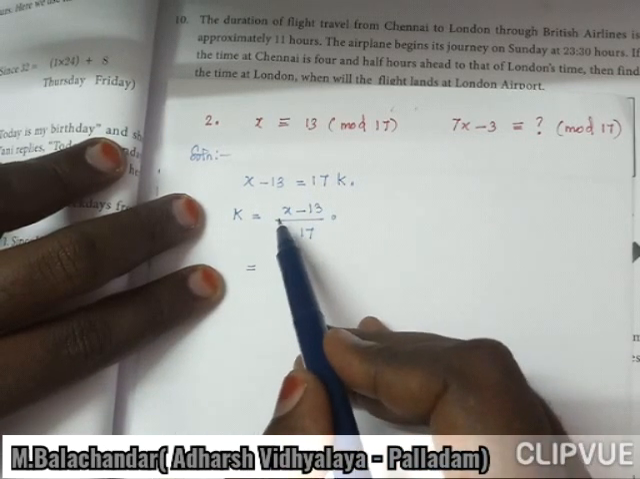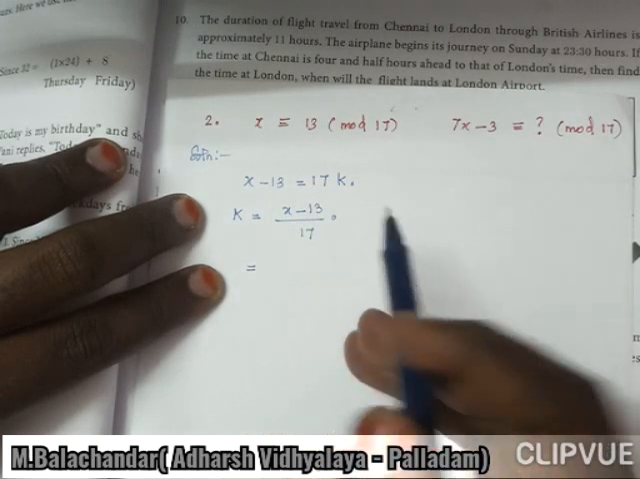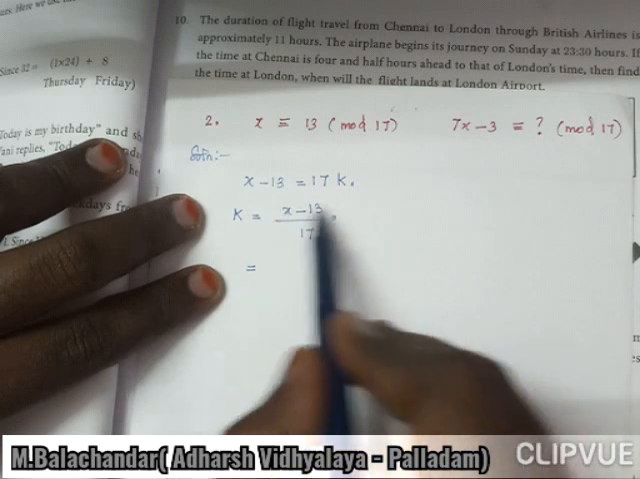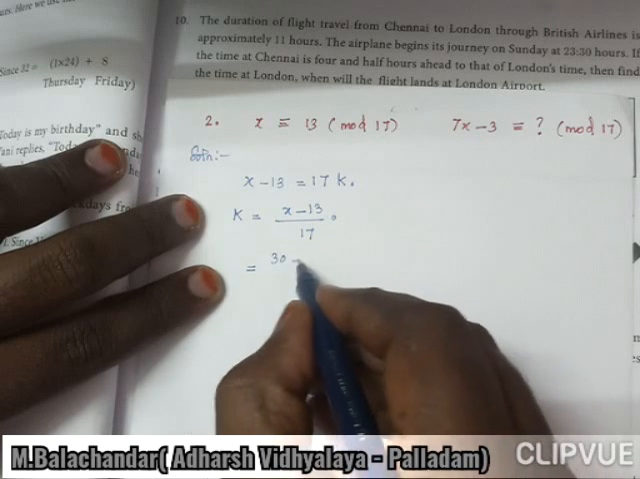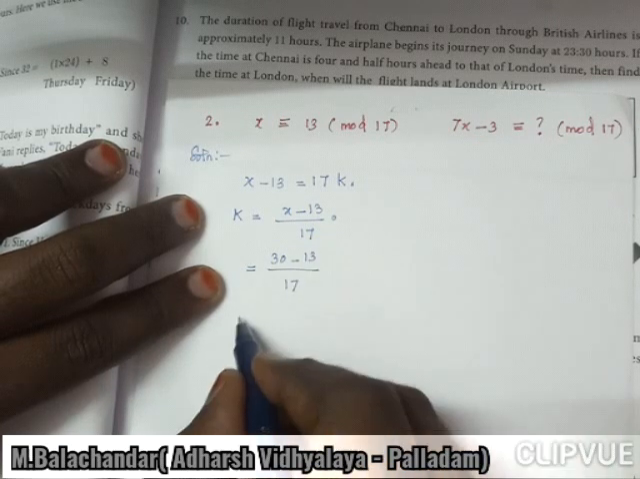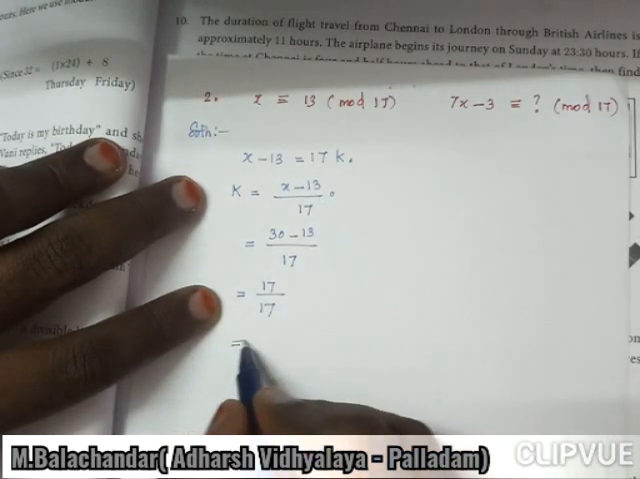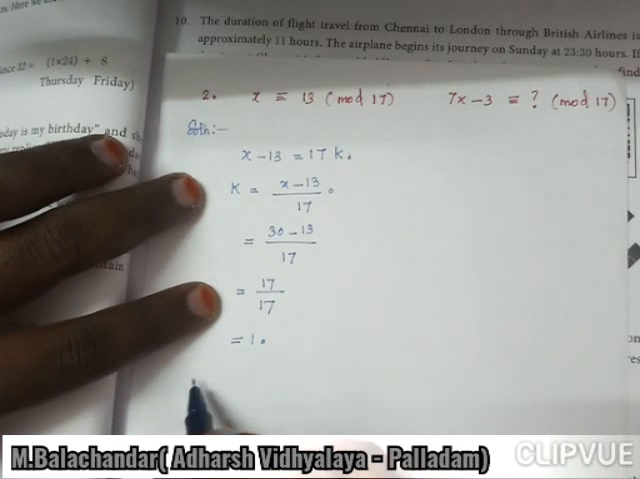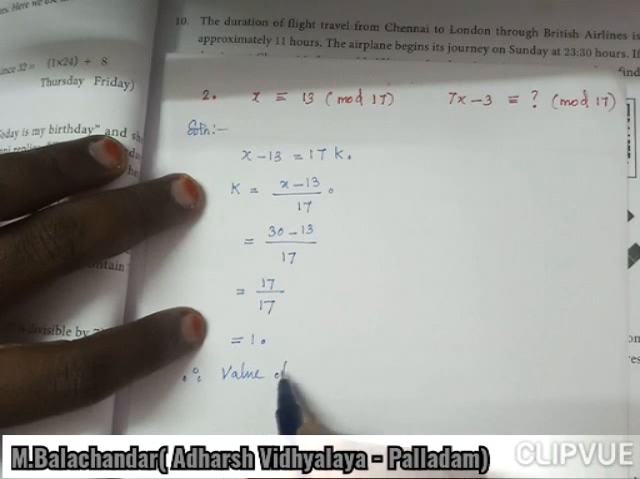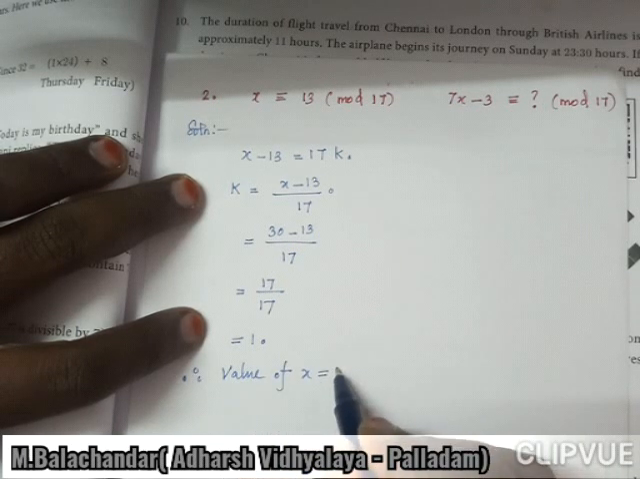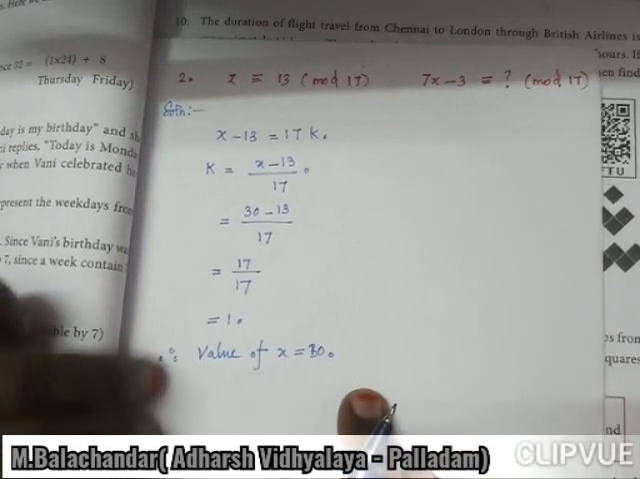If you assign the value of x, the resultant value should be divisible by 17. Less than 13 means it will not be divisible by 13. The next value must be 30. 30 minus 13 divided by 17. So 30 minus 13 gives 17 by 17, so 1. Therefore, the value of x is equal to 30.